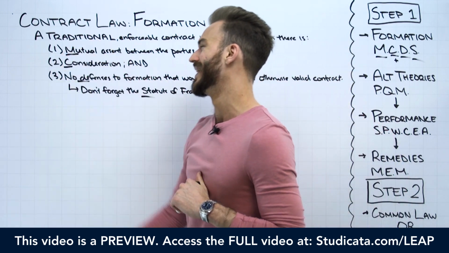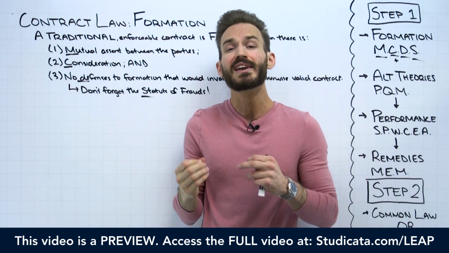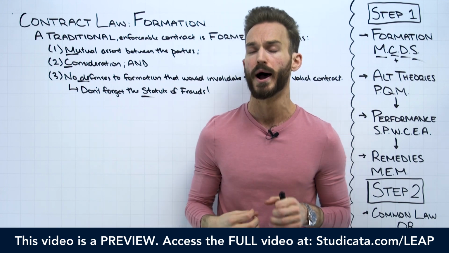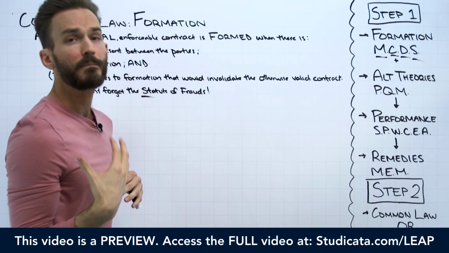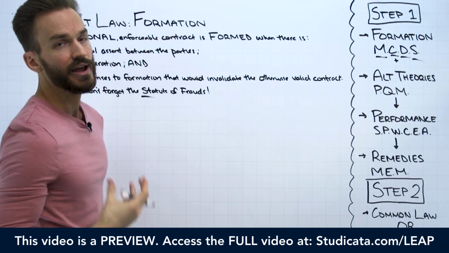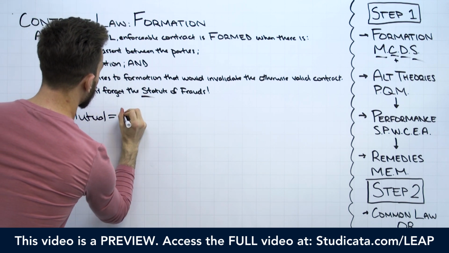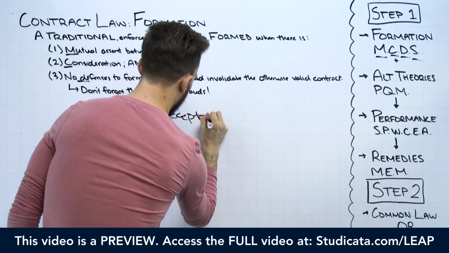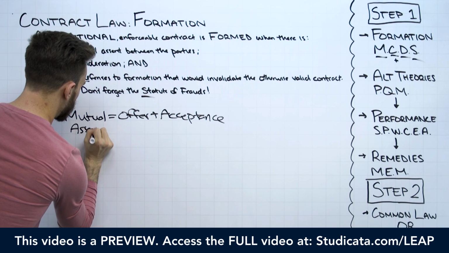So what is mutual assent, right? Mutual assent is just this idea that to form a traditional enforceable contract, we need a meeting of the minds between the parties. We need some sort of mutual agreement, a mutual understanding. And how do we decide if there is a mutual agreement, a meeting of the minds, an understanding? We're going to ask whether there was an offer and acceptance. So mutual assent really just means, did we have an offer and an acceptance of that offer? If so, we say that there was mutual assent between the parties.